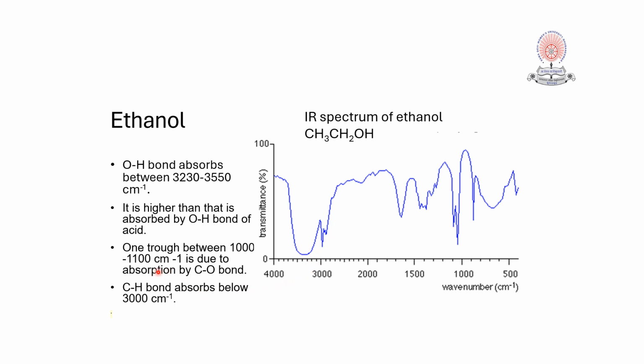Then there is a trough between 1000 to 1100, that is 1000 to 1100 here, and this shows the presence of the CO bond, and the CH bonds absorb in this region, so that after combining this data with other evidence, we can conclude that the sample is ethanol.